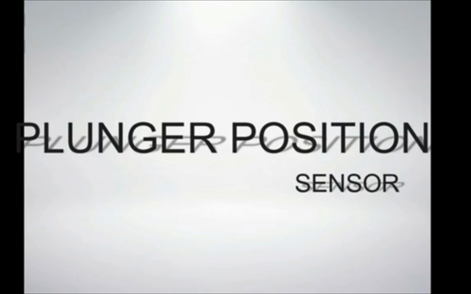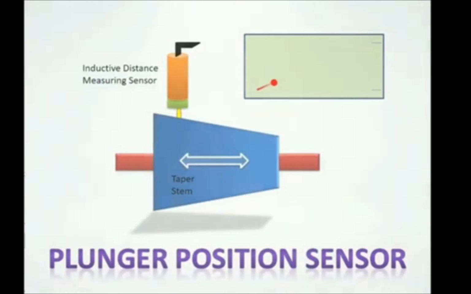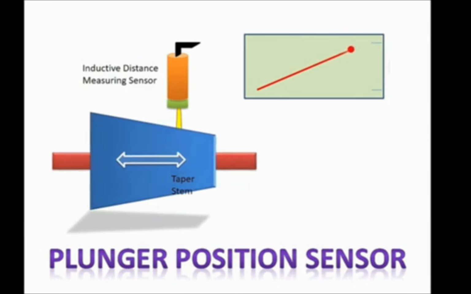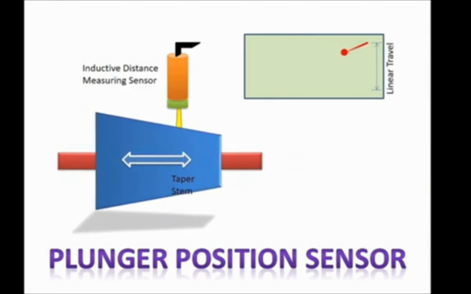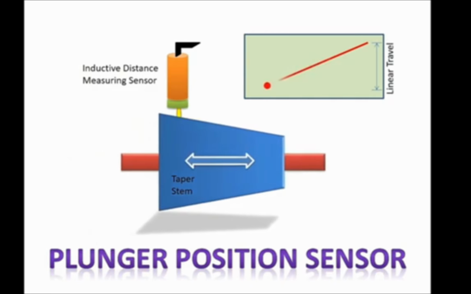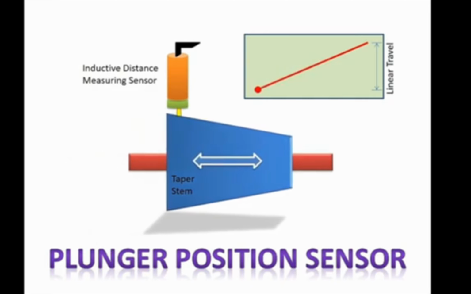Next is the plunger position sensor. It has an inductive distance measuring sensor which will give the distance between the sensor and the taper portion, which is converted to linear movement so that we can calculate the exact position of the plunger, which is normally fitted in the fuel oil high pressure booster plunger.